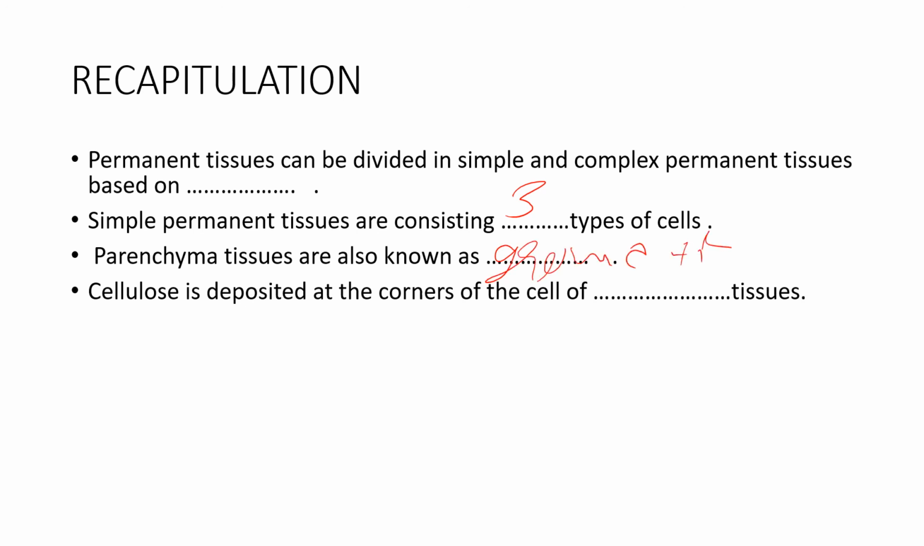Now see, parenchyma tissues are also known as ground tissues. Okay, see, the cellulose is deposited at the corners of cells of which type of tissue? Yeah, so the collenchyma. So this is all about our today's class. So let's meet in our next video.